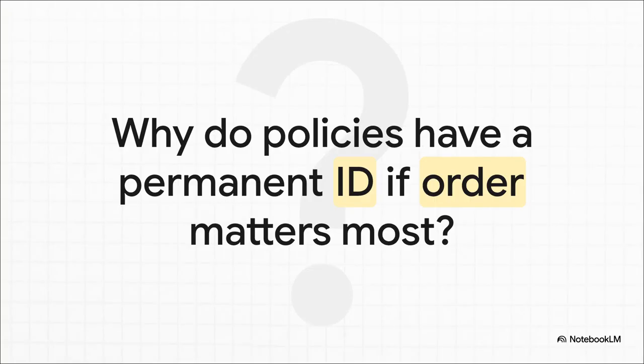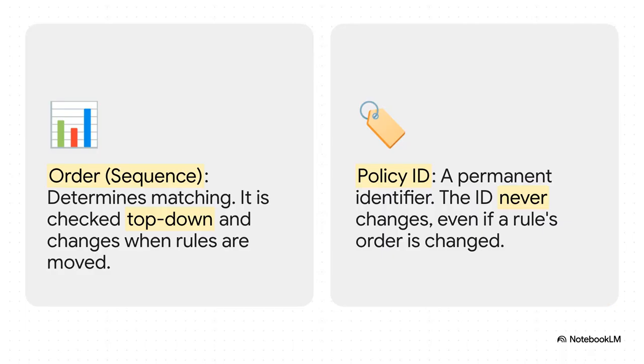So here's something that I'll admit is a little confusing at first. We know that top-to-bottom order is everything when it comes to processing traffic. So why does every single policy also have this unique ID number that never, ever changes? The answer is they have two completely different jobs.